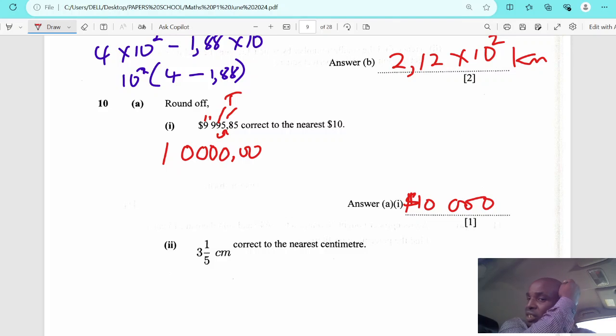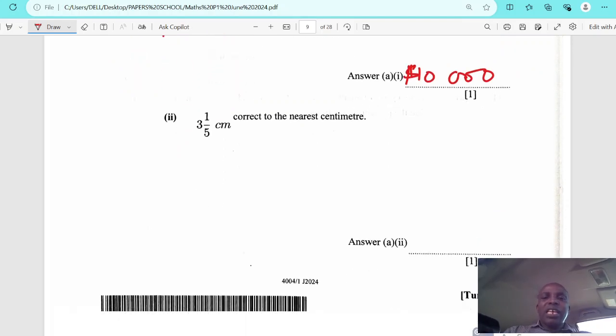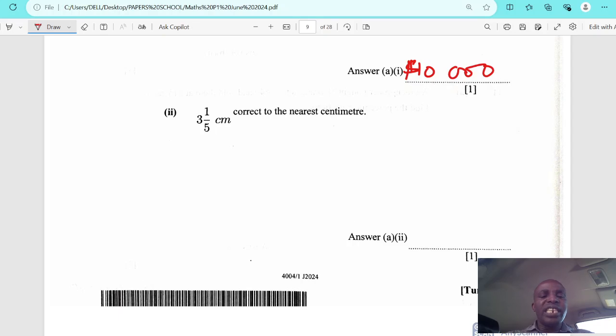And this is money, so it will be 10,000 pounds. Next, correct to the nearest centimeter. You convert first to a fraction, then you convert to decimal. Then after that, it will be easy.